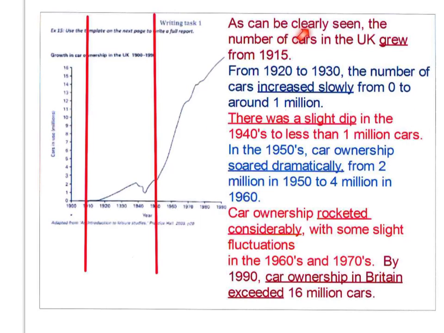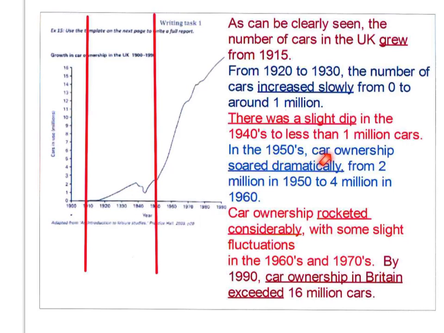As can clearly be seen, the number of cars in the UK grew from 1915. From 1920 to 1930, the number of cars increased slowly from 0 to around 1 million. There was a slight dip in the 1940s to less than 1 million cars.